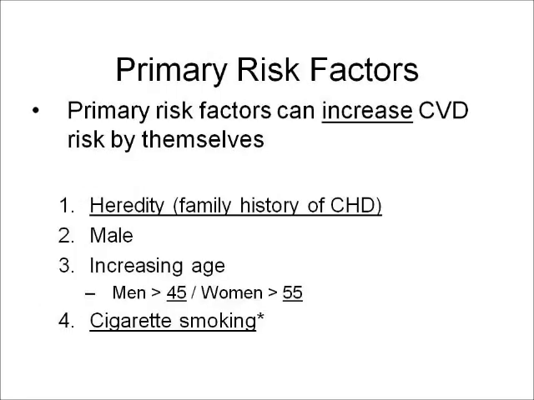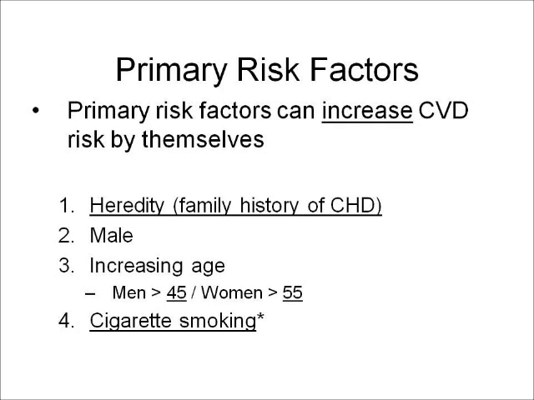So primary risk factors. Primary risk factors can increase CVD risk by themselves. Types. Number 1, heredity. Heredity is a family history of CVD or CHD, which is coronary heart disease. Number 2, male. Number 3, increasing age. Men greater than 45, women greater than 55.